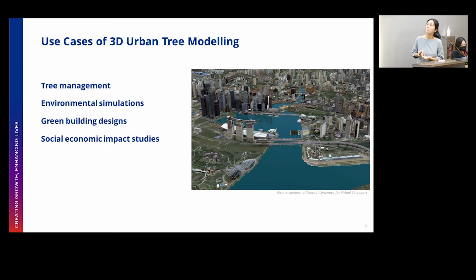So in this case, I identify about four categories so far. First is tree management, and then there are also environmental simulations, green building designs, and finally, but not the least, actually the most important thing, the socio-economic impact studies of trees to us.